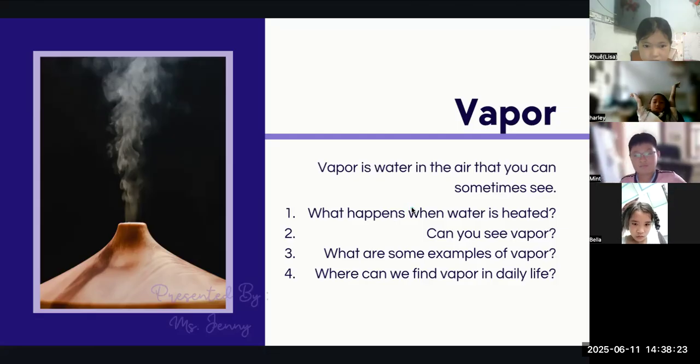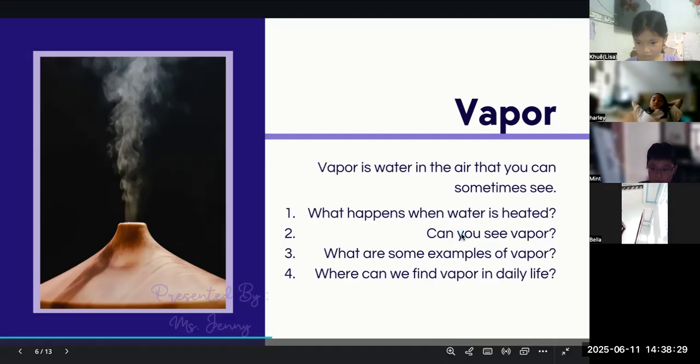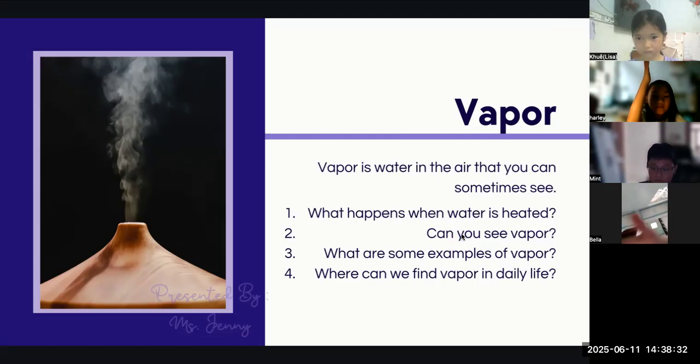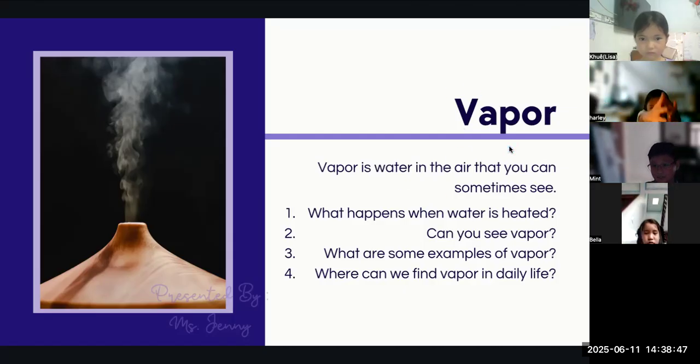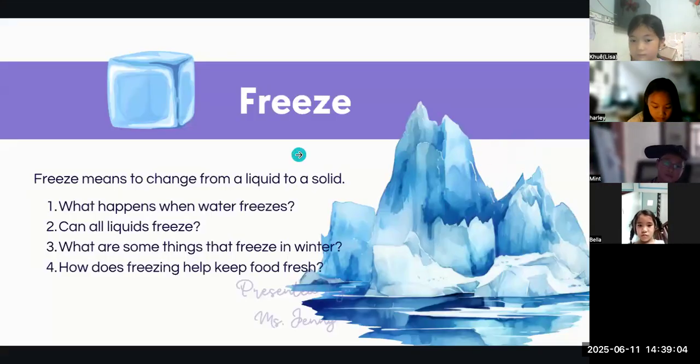Okay, the fourth question of this vocabulary is, where can we find vapor in daily lives? Mint. We can find vapor in a hot place. Yes, a hot place. Not exactly very hot, but you can say that it's a hot place. Harley. In the kitchen. Yes, maybe. Okay, so that's all the vocabulary of vapor.